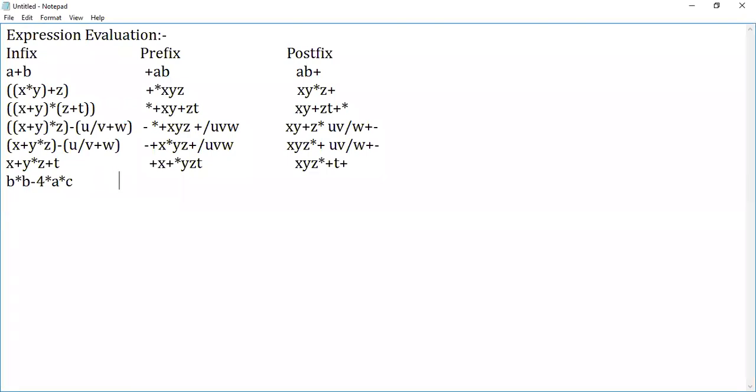Yeah, that's good, Deepachandan. So what are you going to do? B, B, we are going to do multiplication of it, isn't it? And the same way here, you're going to do 4, A, C. You're going to multiply it. Since multiplication is given first preference, it is done first.